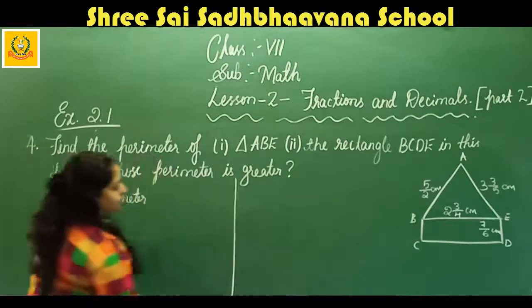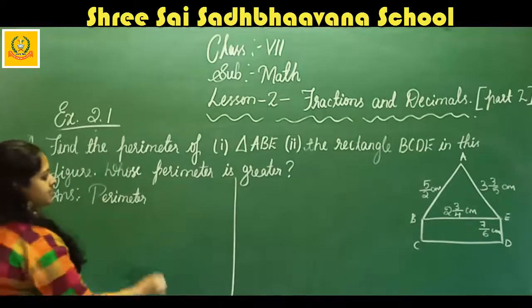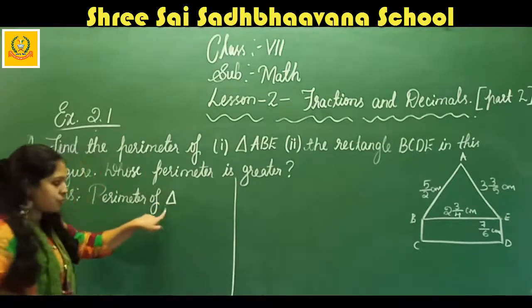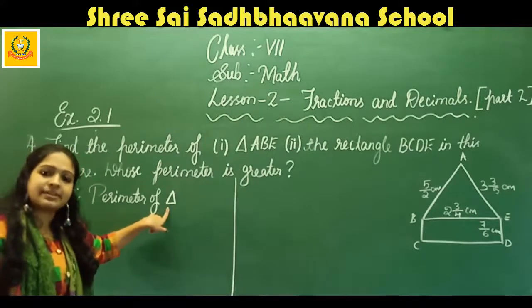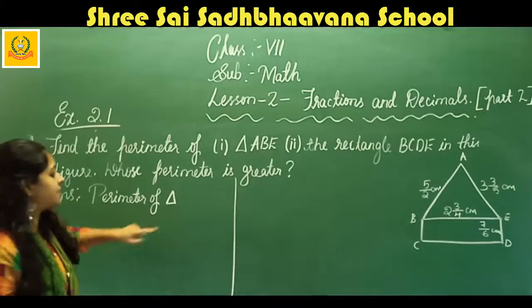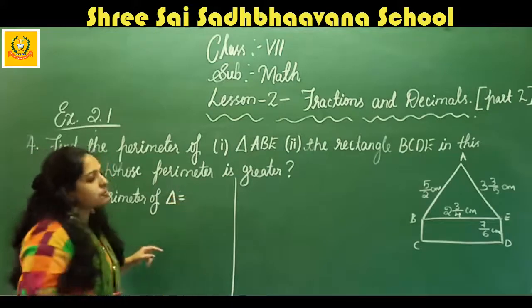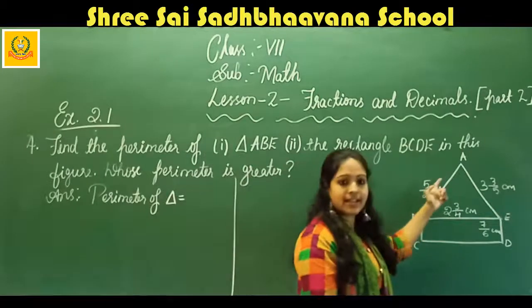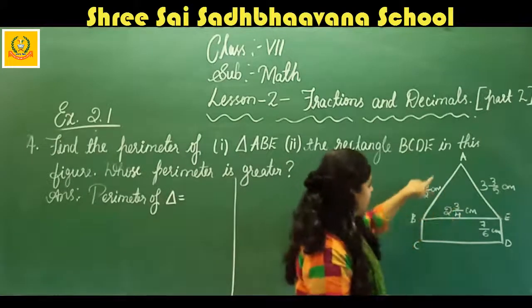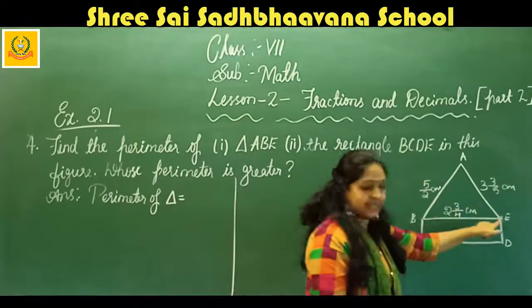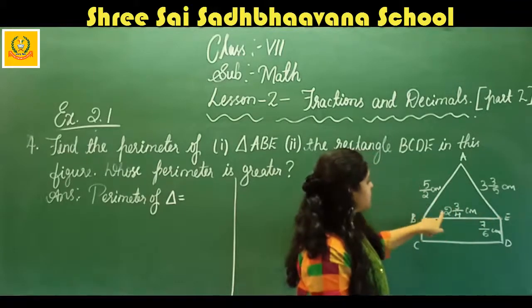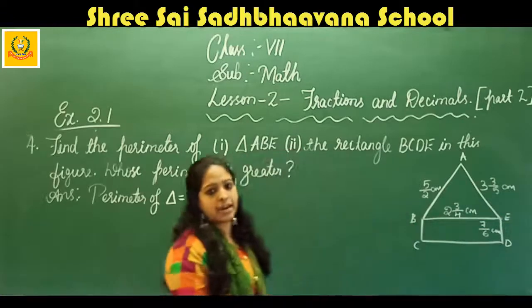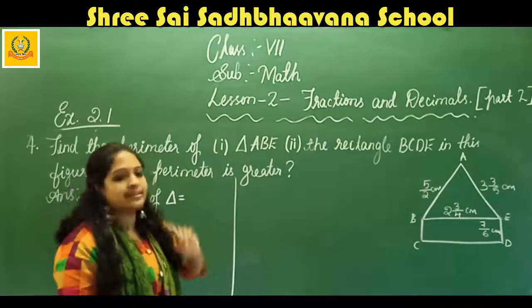So let me divide into two, otherwise space is not enough. Perimeter of triangle, this is the symbol, you know, right? This symbol indicates nothing but triangle. Perimeter of triangle is equal to, what is the formula? Nothing but three sides you have to add. That is AB plus AE plus DE. Nothing but 5 by 2 plus 2 3 by 4 plus 3 3 by 5. This you have to add in order to get the perimeter of a triangle.